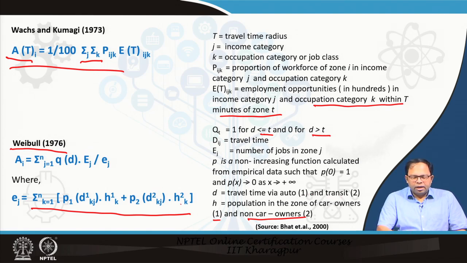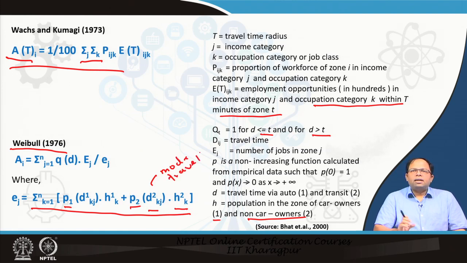So basically we are multiplying car owners, which we are assuming is h, and then d is the travel time by auto or transit, and then p is the non-increasing function calculated from empirical data, such as p(0) equal to 1 and p(x) tends to 0 as x tends to infinity. So these are empirical formulas, but what it means is this is travel time times the population having that particular mode. So we are introducing a mode, and that particular travel time, in this form.